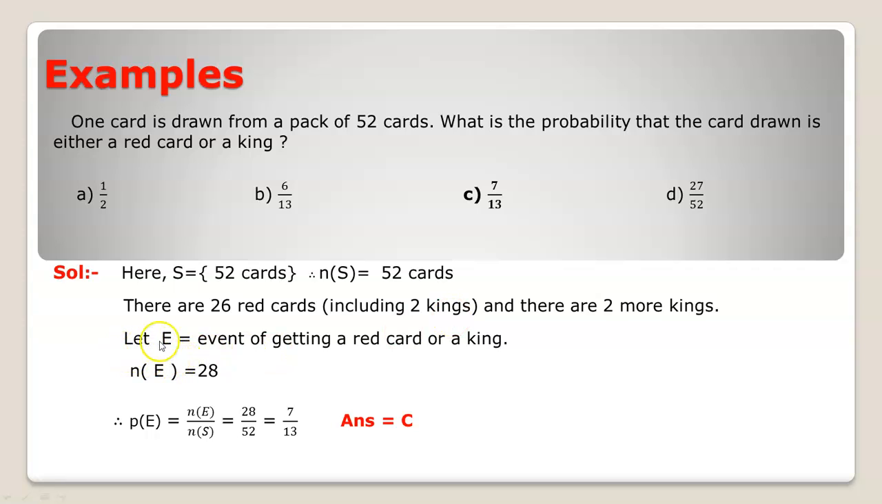So the event is getting a red card or a king, that's why 26 plus 2 is 28, and therefore n(E) is equal to 28. So next step is that P(E) is equal to n(E) upon n(S), which is equal to 28 divided by 52, which is equal to 7 upon 13, and option C is the correct answer. So this is the probability of the red card or a king.